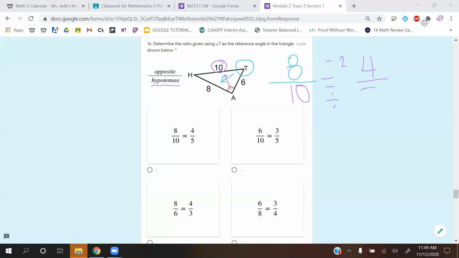4 and 5. What was the question? This is for number 16, right? Yeah, this is number 16.